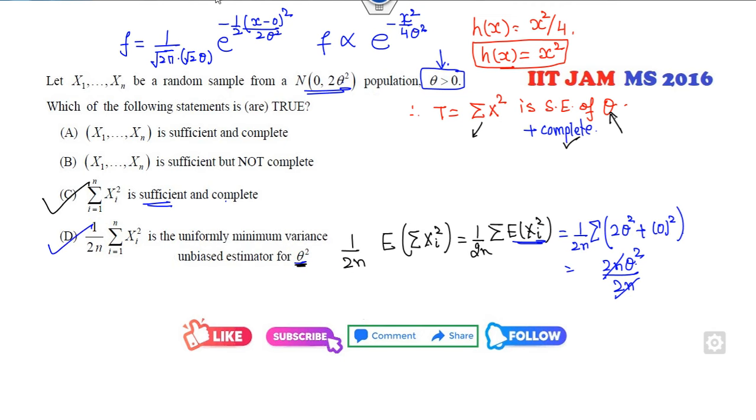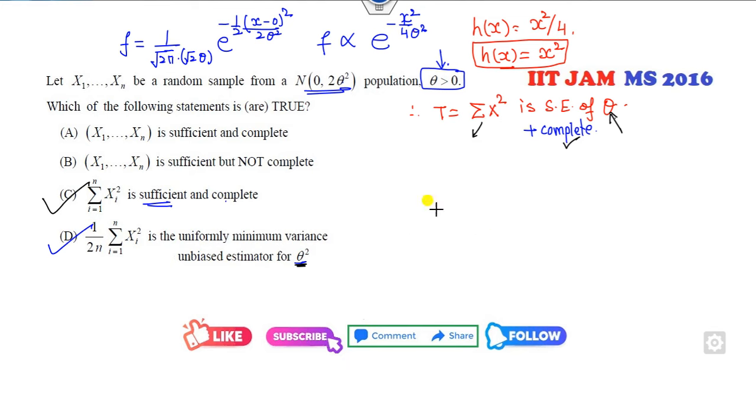Now look at this another one, the first and second. Clearly, because it's a normal distribution, and x1, x2 are IID, they are sufficient estimators of theta. Each of the xi, because this is also formed from xi square. Yes, they are the sufficient estimators.